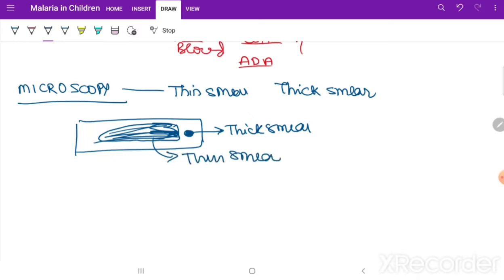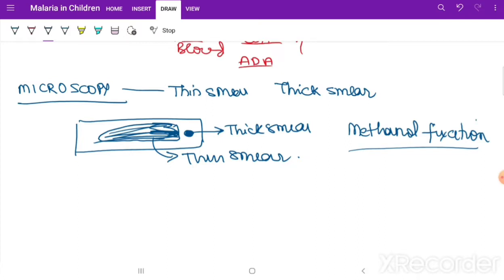Now what do you do to this thin smear or thick smear? You do something called fixation with methanol. Now what does this methanol fixation do? This methanol fixation will identify the large RBCs which have been invaded by the parasites. Okay, this methanol fixation helps us to visualize or identify invaded large RBCs with parasites. And even speciation also it helps, methanol.